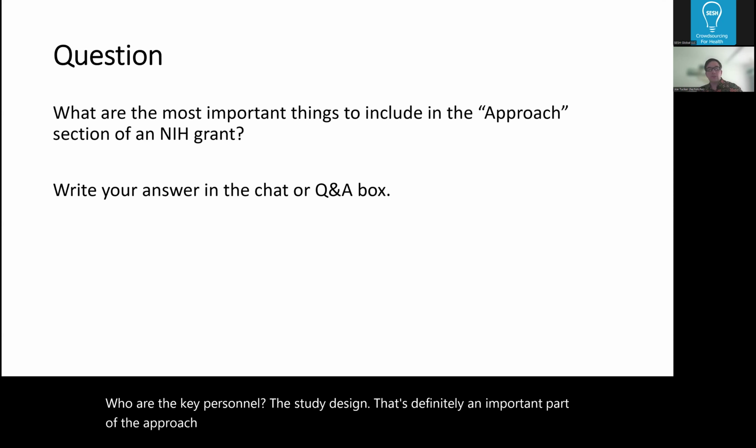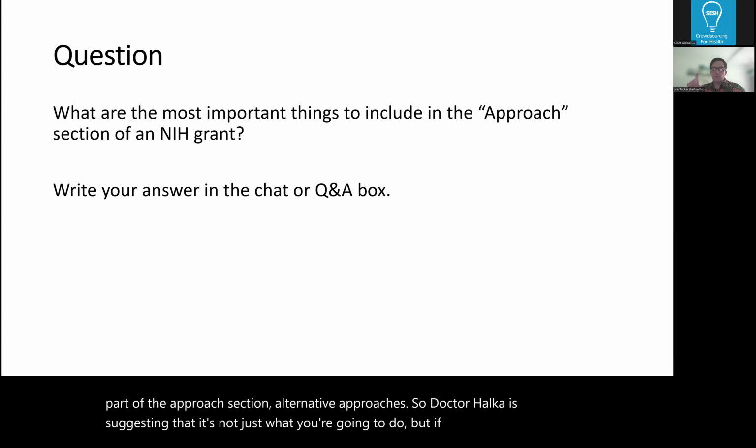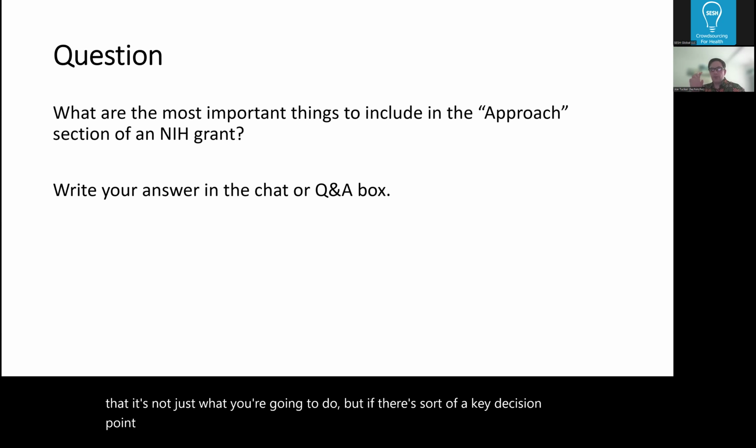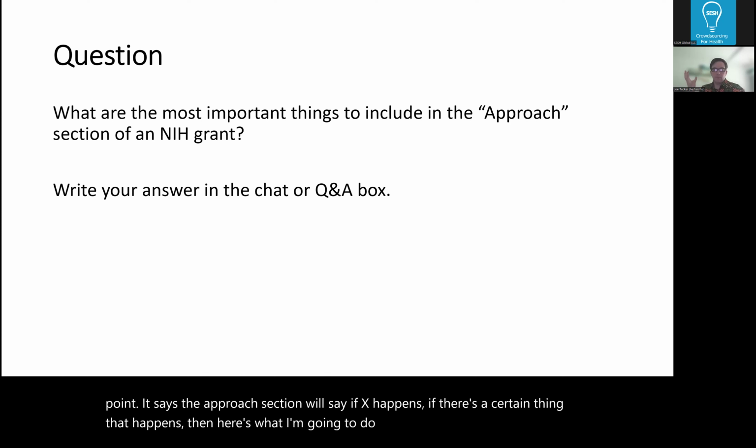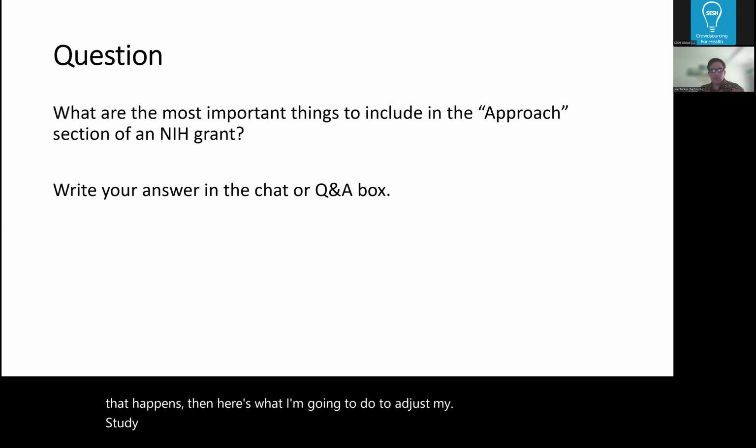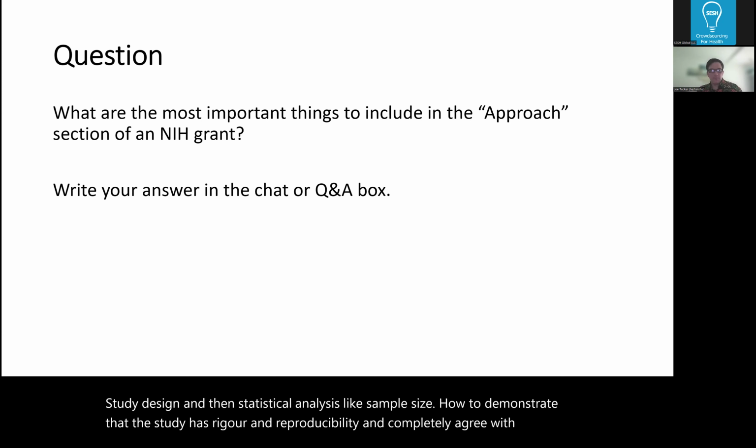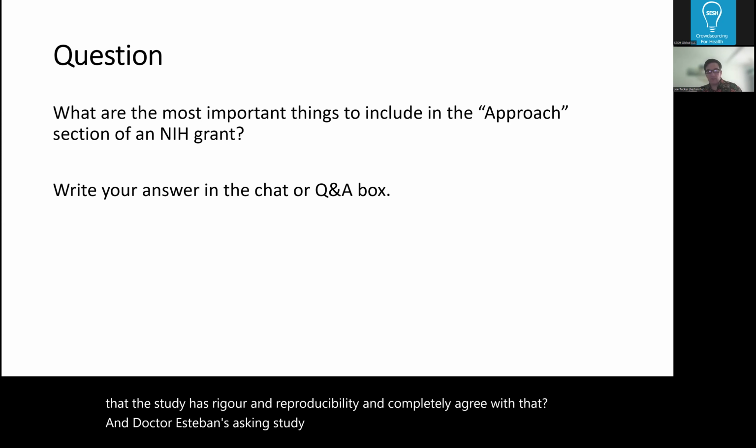Alternative approaches. Dr. Halauka is suggesting that it's not just what you're going to do, but if there's a key decision point, the approach section will say, if X happens, then here's what I'm going to do to adjust my study design. And then statistical analyses, like sample size, how to demonstrate that the study has rigor and reproducibility. I completely agree with that. And Dr. Esteban is asking about study design. Yes, definitely. That's a key part of it.